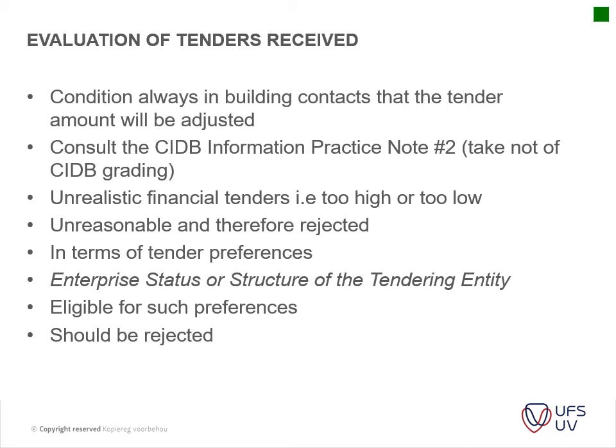Then evaluation of tenders received. There are conditions always in building contracts that the tender amount should be adjusted. Okay, this is what I was talking about. So these are the types of conditions. Consult the CIDB information practice note 2. This is just a note for future reference. Unrealistic financial tenders, i.e. too high or too low, are identified.